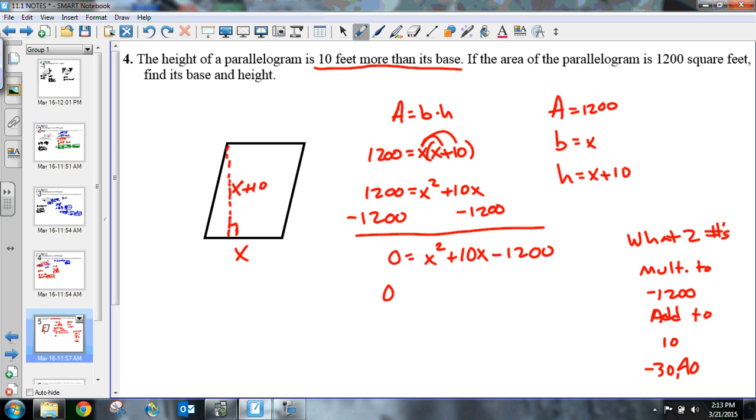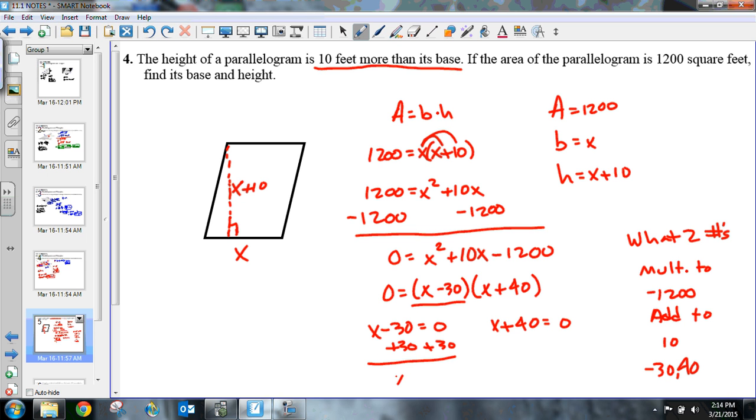So I can factor this, and I can say 0 is equal to x minus 30 times x plus 40. And if I multiply all this stuff out, I'll get my quadratic. But what I can do is solve for x. I know that this value, x minus 30, is going to equal 0. I know that this value, x plus 40, is going to equal 0. So I'm trying to find what values for x will make this true. And so if I add 30 to both sides here, I end up getting x is equal to 30. And then here I get x is equal to negative 40 if I subtract on both sides.